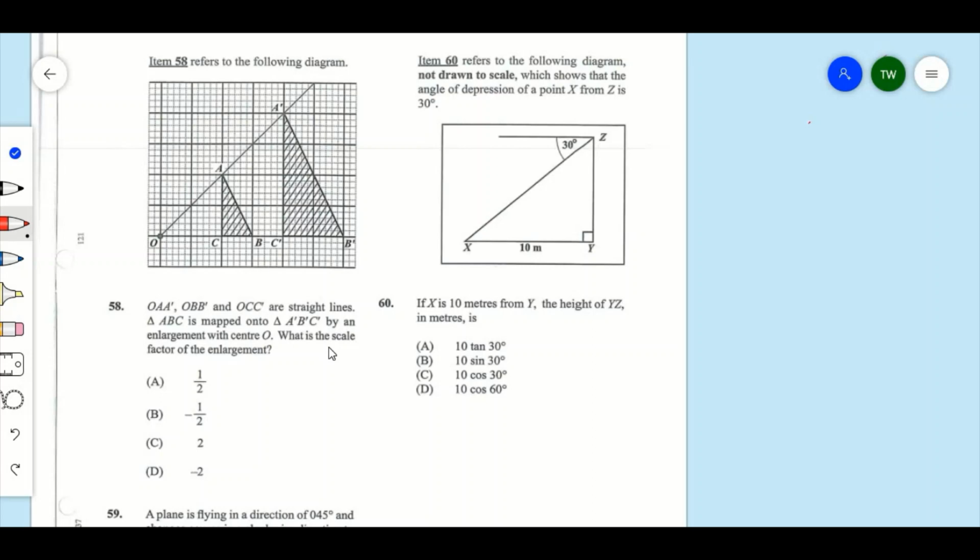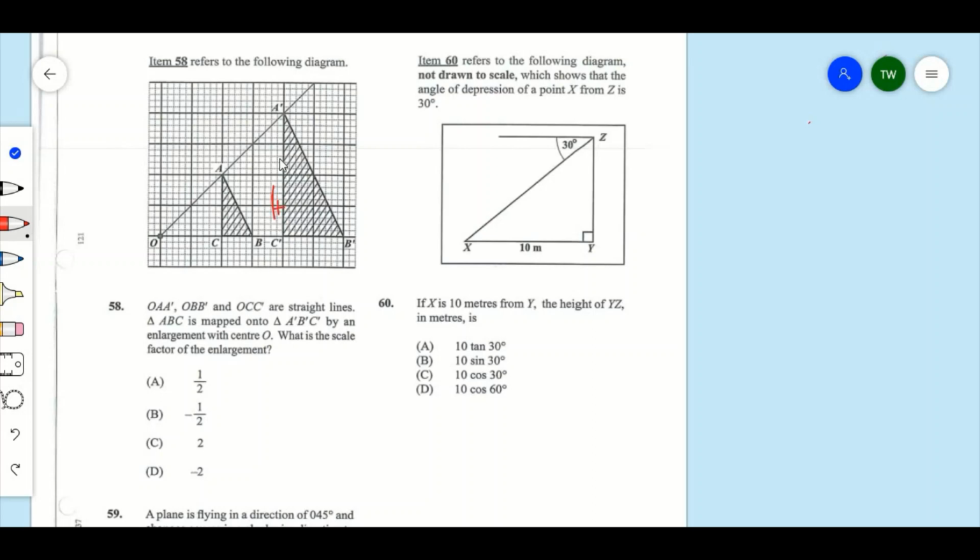Now, the scale factor of the enlargement can be found by ratioing the image length over the corresponding object length, right? So any one of the sides you can pick. So here, if you look at the image, the image is A prime C prime, right? And as you can see, this length is going to be 4, right?